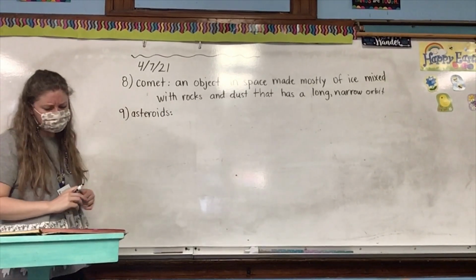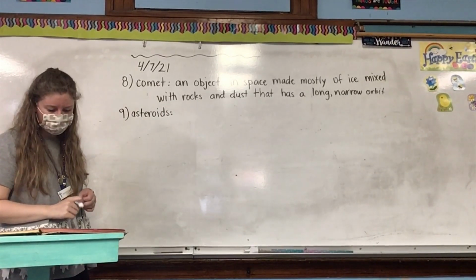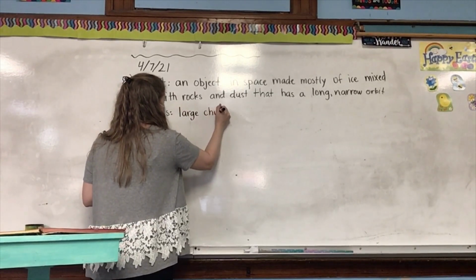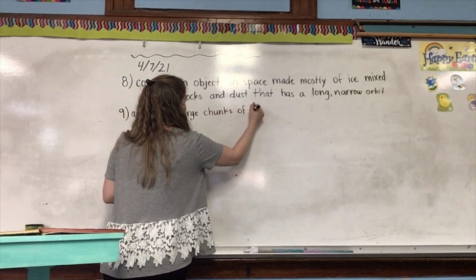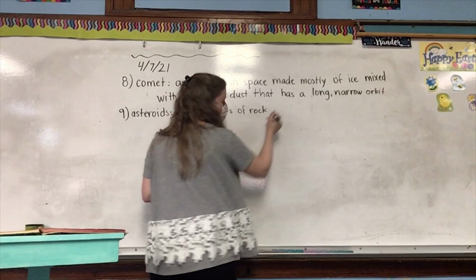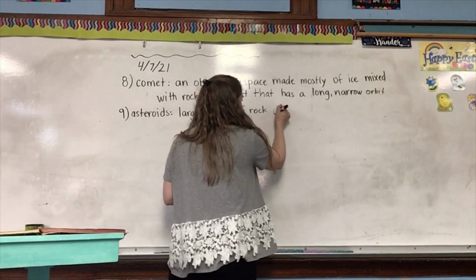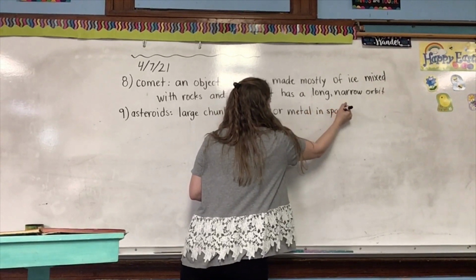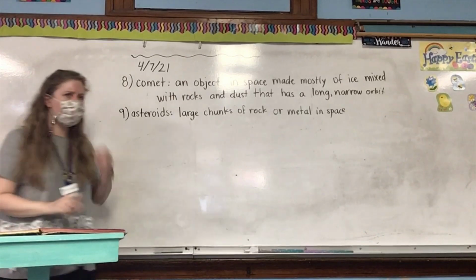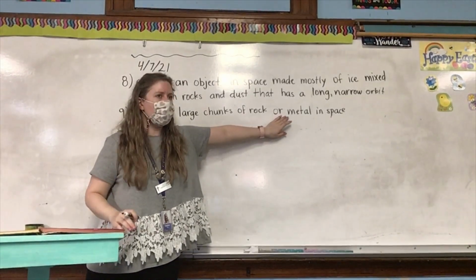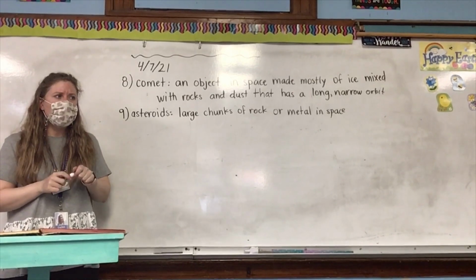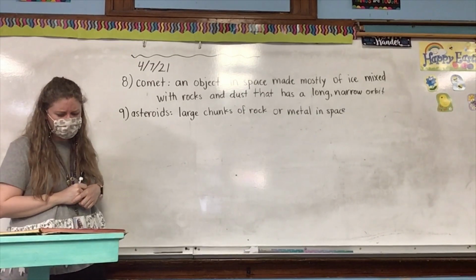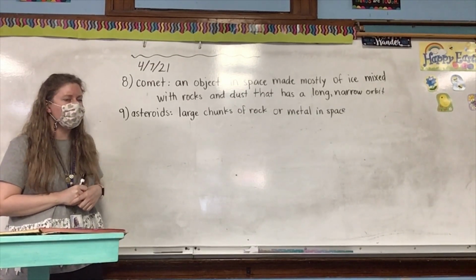And what are asteroids? Large chunks of rock or metal in space. So right now, other than the fact that asteroids can be made of metal and don't seem to be made of ice, they don't seem too different from comets. Well, Aaron, when you're ready, keep reading and maybe we'll figure out what the difference is.